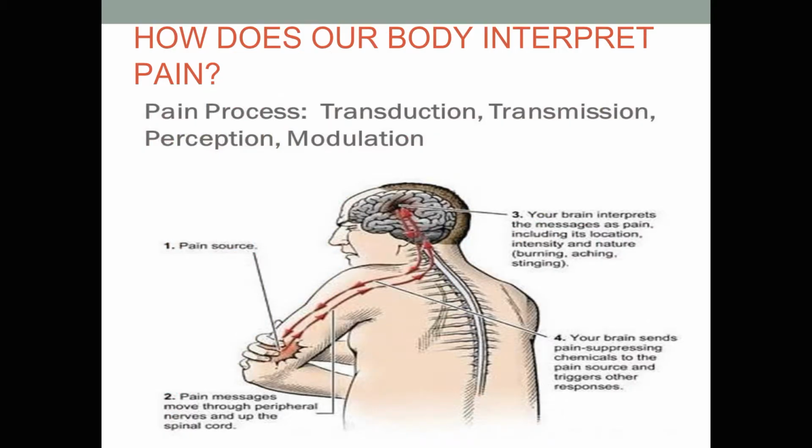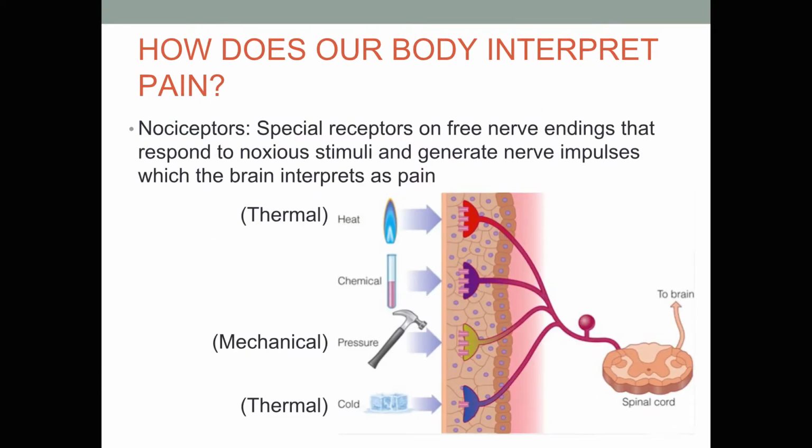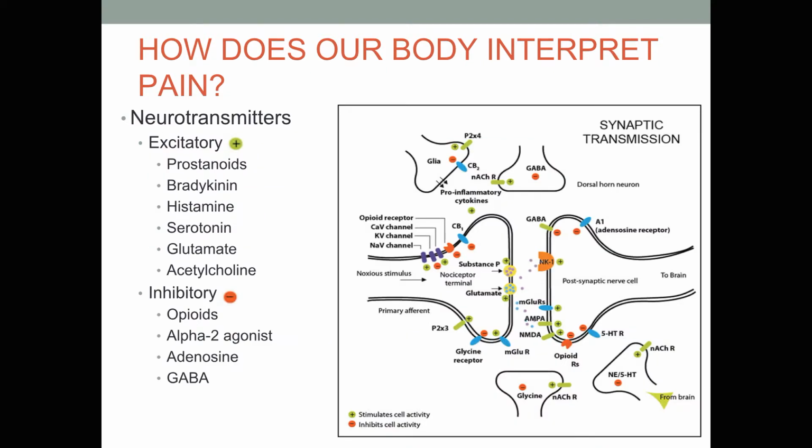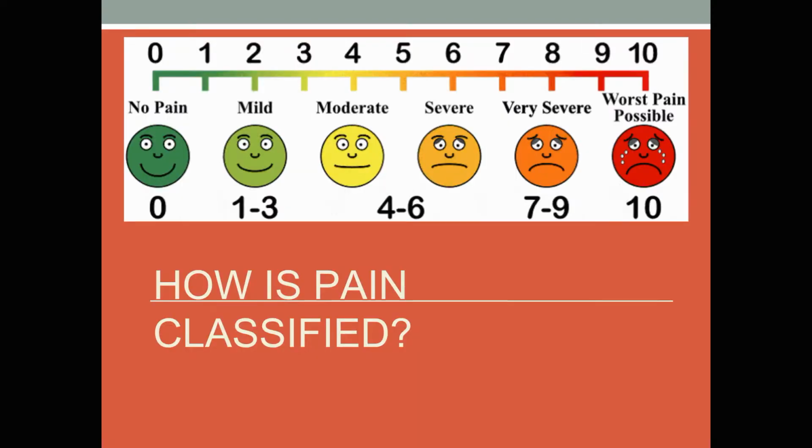There are 4 different pain processes: transduction, transmission, perception, and modulation. And there are 4 different nociceptors for pain: heat, chemical, pressure, and cold. There are a lot of inflammatory mediators that increase pain through inflammation. And there are a lot of neurotransmitters that both excite and inhibit our neurons for nerve pain. This is a classic pain scale that is very helpful when you are describing your pain.